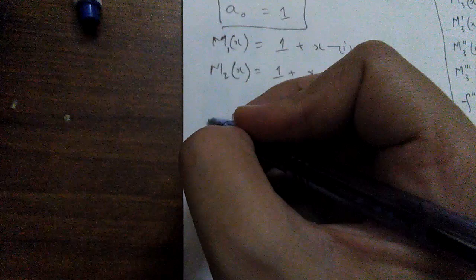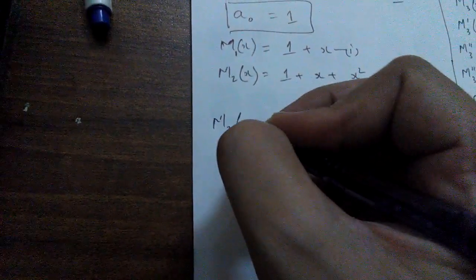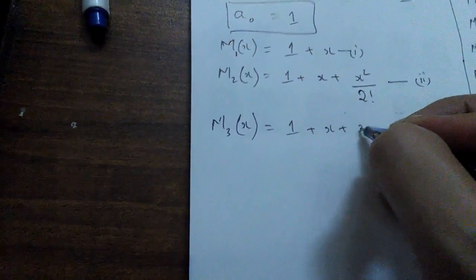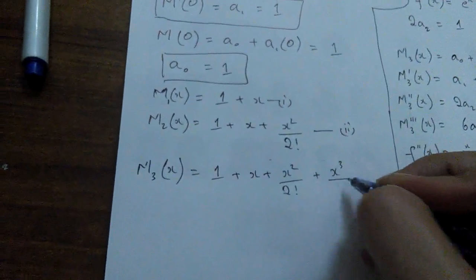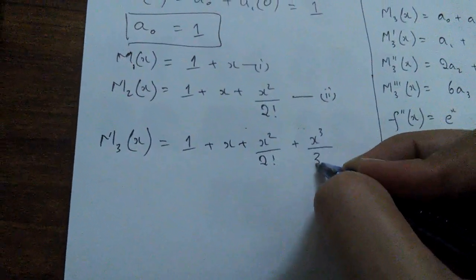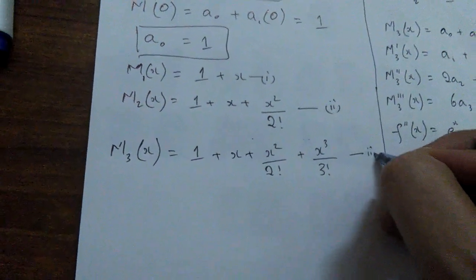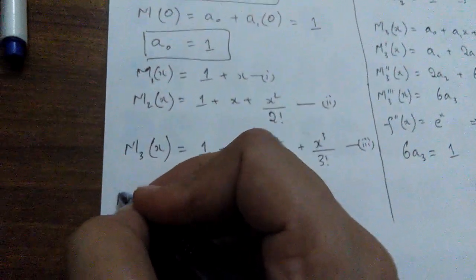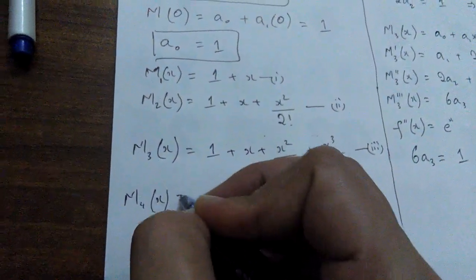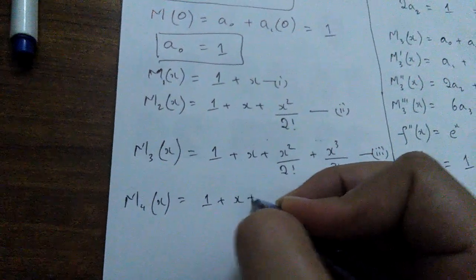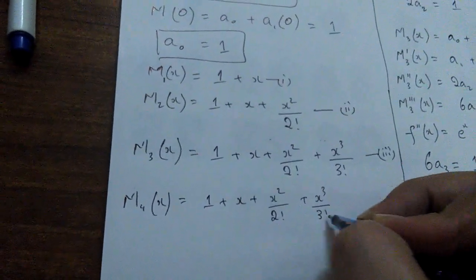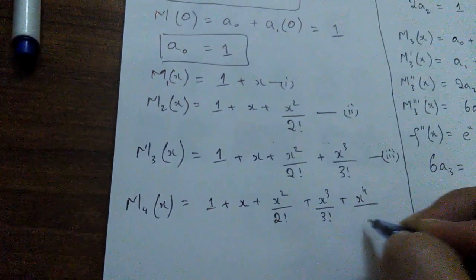Okay, so this shows that my third polynomial can be expressed as 1 plus x plus x squared upon 2 factorial plus x cubed upon 3 factorial, and this is my third polynomial. In the same way, if we generalize, we come to know that our fourth polynomial is 1 plus x plus x squared upon 2 factorial plus x cubed upon 3 factorial plus x power 4 upon 4 factorial.